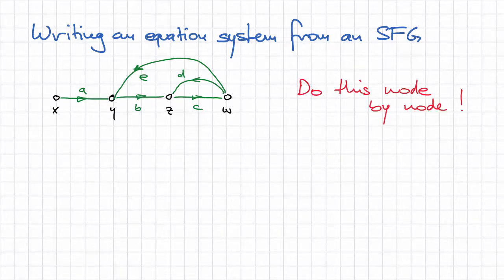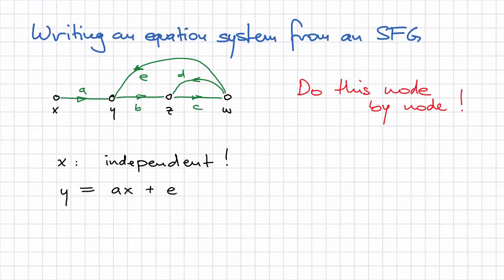So let's do that. First node, x, obviously an independent variable, so there's no equation describing it. Y has 2 branches going into it, which gives the equation y equals ax plus ew. Z also has 2 branches going into it, giving z equals by plus dw. Finally, w has 1 branch going into it, and the equation is w equals cz.